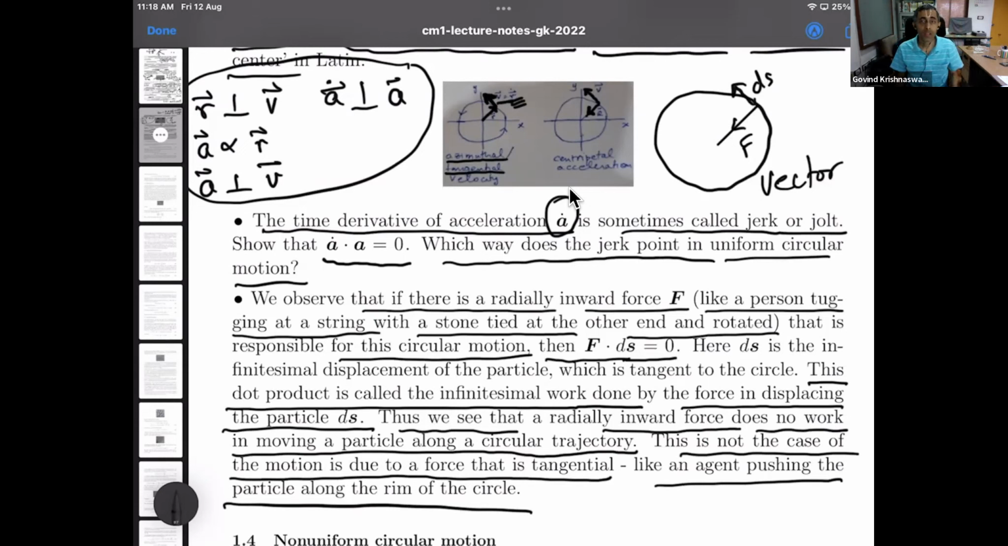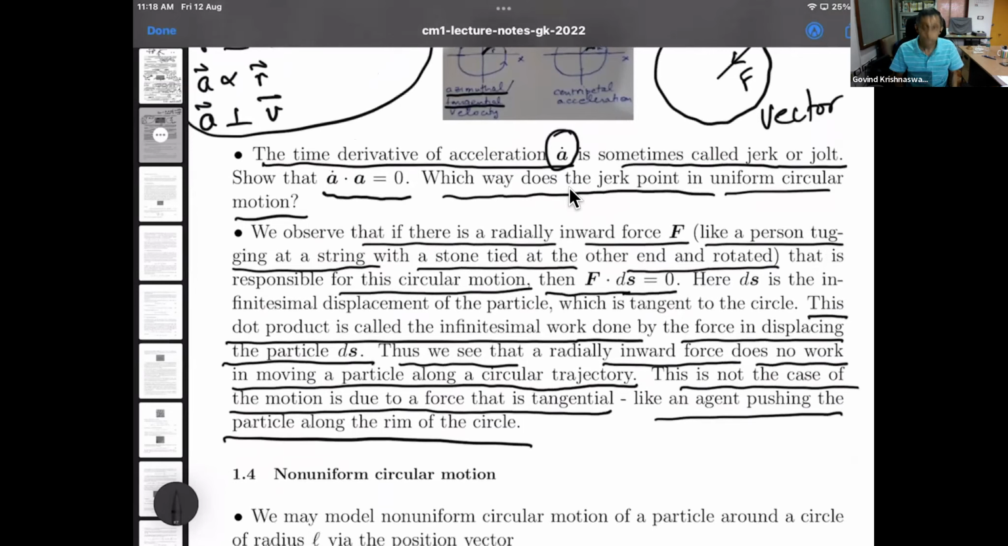So we need to be careful. We need to ask the question: which force is doing this job, and does that force do work or not? The nature of the motion alone doesn't determine whether the force does or doesn't do work. I hope that distinction is evident to you.